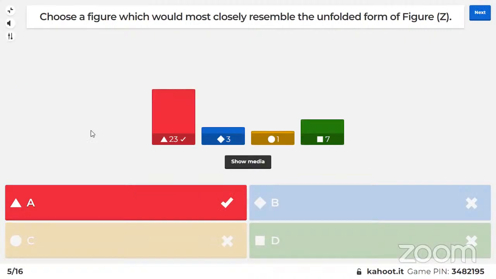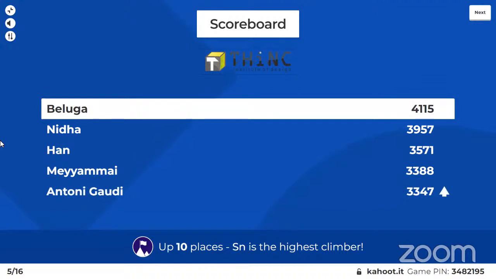Figure which resembles the unfolded. Again, A is the correct answer. Most of you answered it correctly only. Let's see the scoreboard also. Beluga still on top with 4115. Second, we have Nita. Third, we have Han. Fourth, we have Mayamai. And fifth, we have Anthony.